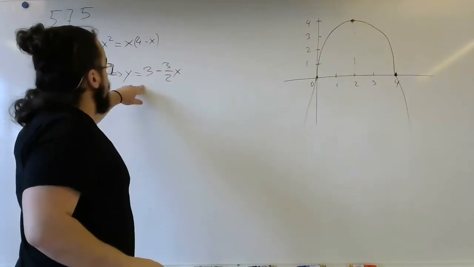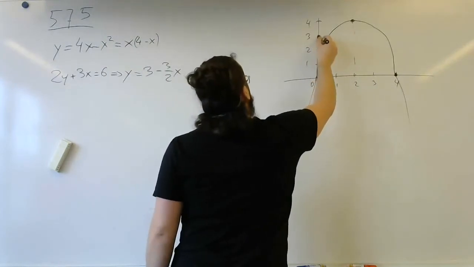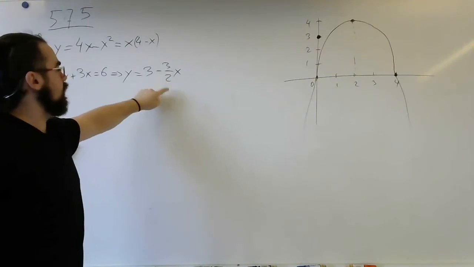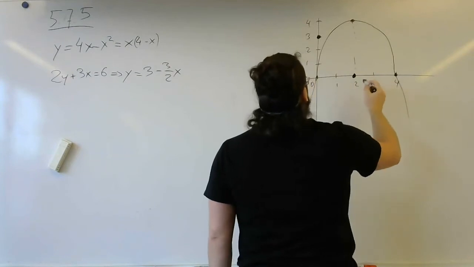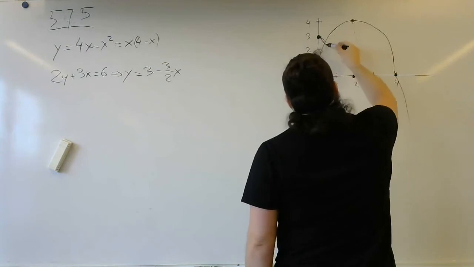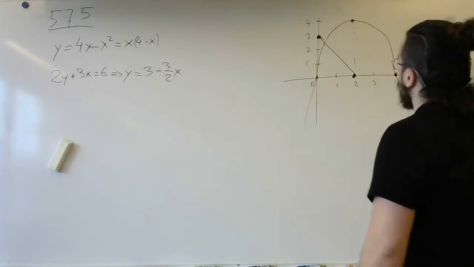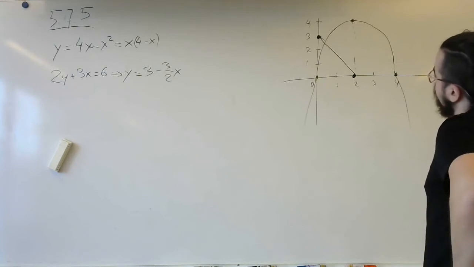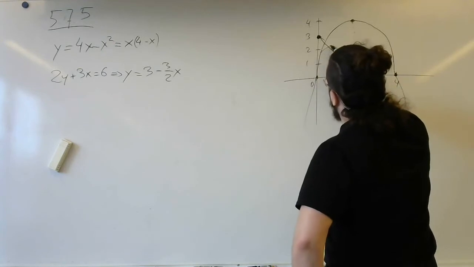From this straight line, if x equals 0, y equals 3. And if y equals 0, x equals 2. So the area is this thing here.